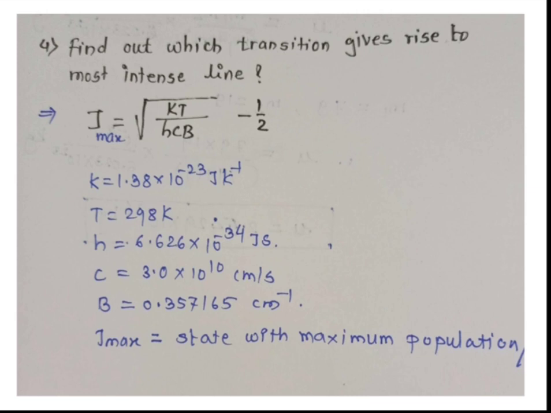So J max is equal to the square root of kT upon 2hcB, minus half. We have all the values, so just put all the values in the equation.